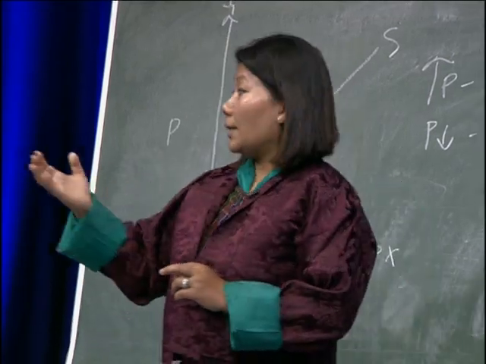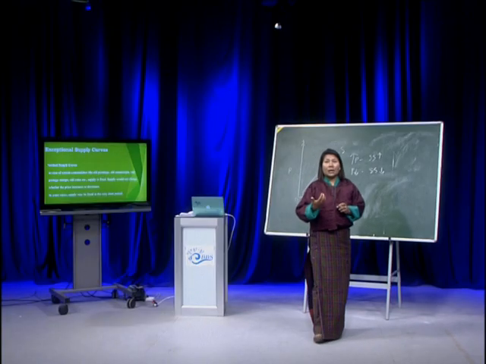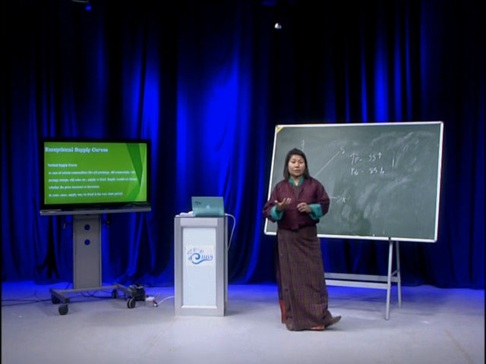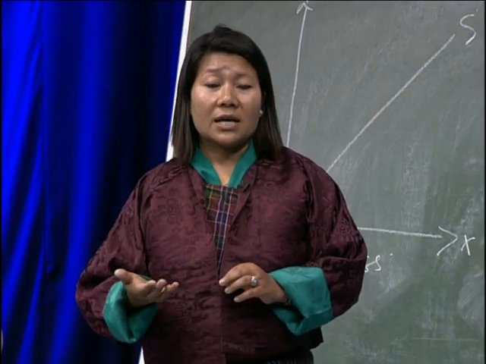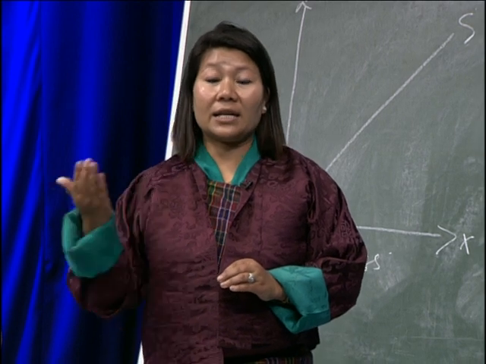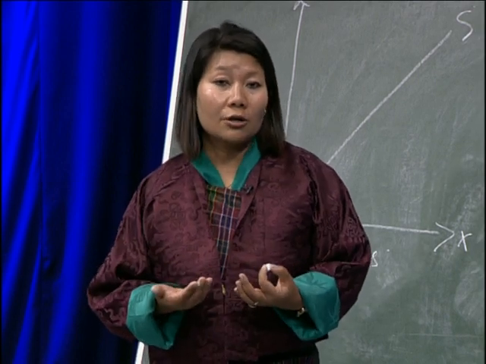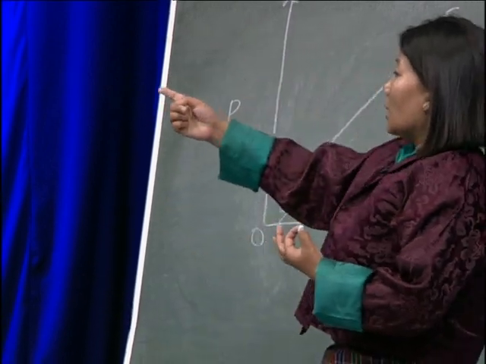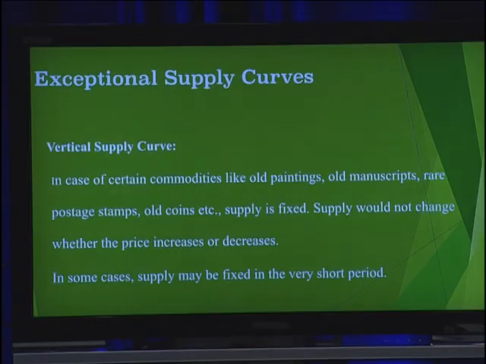When we talk about old paintings, in the Bhutanese context, we can talk about tankas, which are very ancient. And if you take them to the market, perhaps you can earn a high price for those commodities. But the question is, can we have those tankas again and again, as the price is rising? Not at all. They are limited. So their supply is fixed. Whatever the price, their supply is going to be fixed. Supply would not change whether the price increases or decreases. That's the reality.